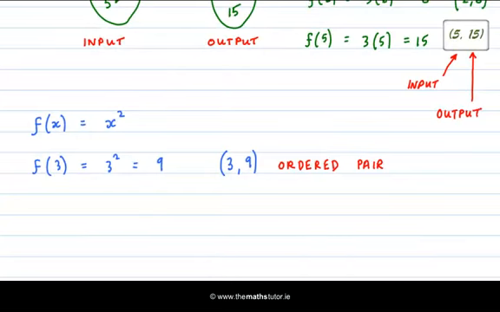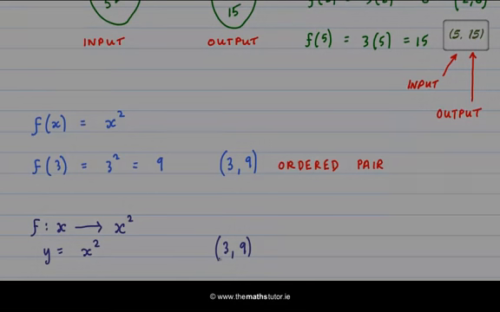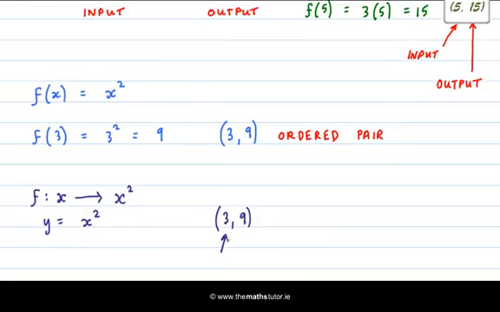Another way to write a function is we could say f takes x and maps it onto, let's say, x squared. Another way again is we could say y is equal to x squared. In this case, our ordered pair 3 and 9, well, the 3 is the x coordinate and the 9 is the y coordinate.